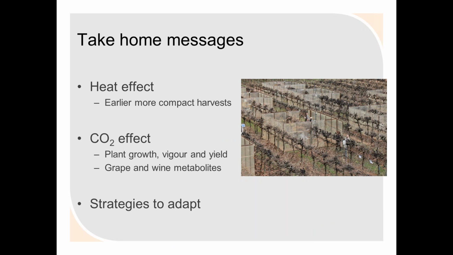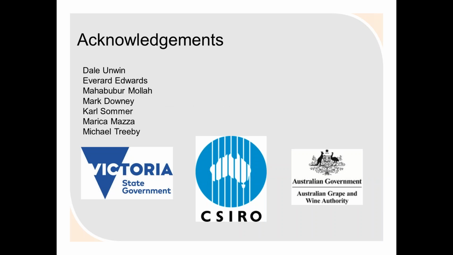So the take-home messages for the presentation that I've given today is primarily that we are seeing a heat effect. As anecdotal evidence and previous data shows, we are having earlier, more compact harvests, and that is primarily a heat effect. But we also think that there's a CO2 effect, and that's probably going to be through plant growth, vigor and yield, and potentially going to have an impact on grape and wine metabolites as well, and that will effectively impact on quality. And so basically the next couple of years will provide us with the knowledge of what that impact is going to be and how we can manage for it in terms of viticultural strategies to manage it.